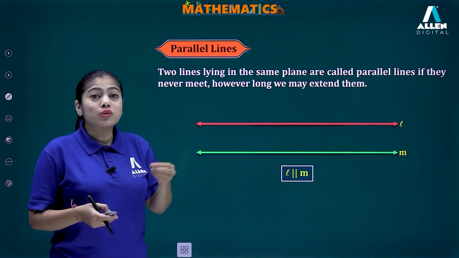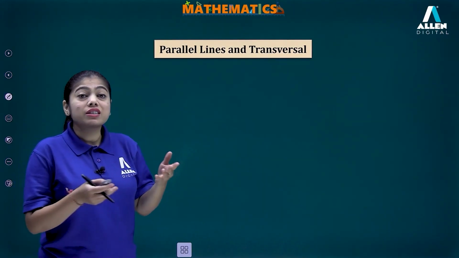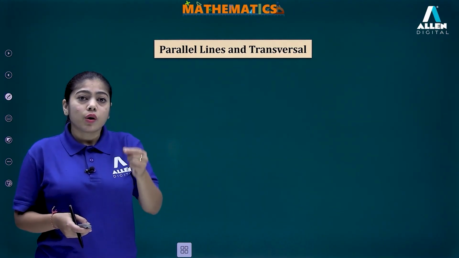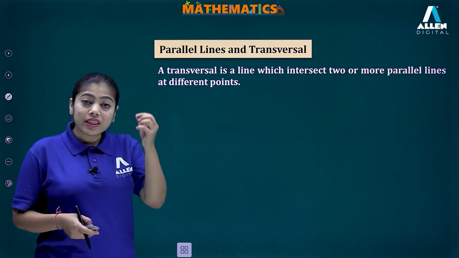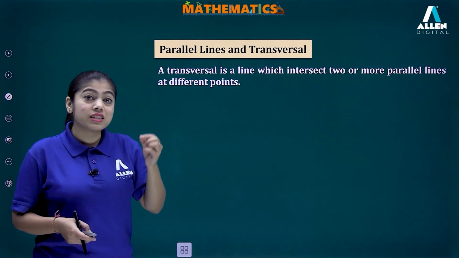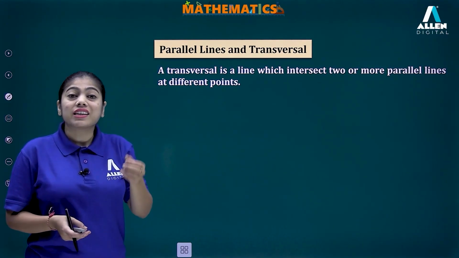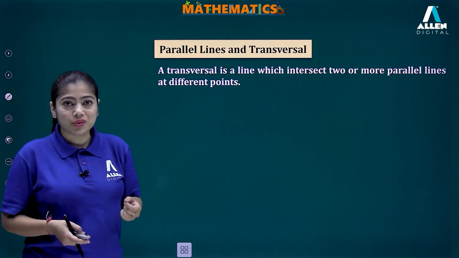Now moving on to another line over here, that is a transversal. So what is a transversal? We say that when a line cuts two parallel lines, right? When there is a line which intersects two or more parallel lines at distinct points, or at different points, then we say that the line is a transversal.